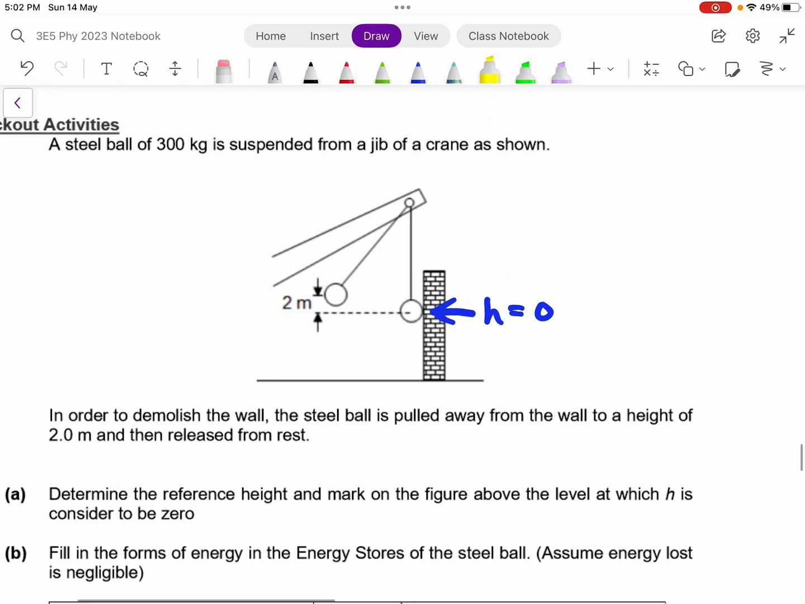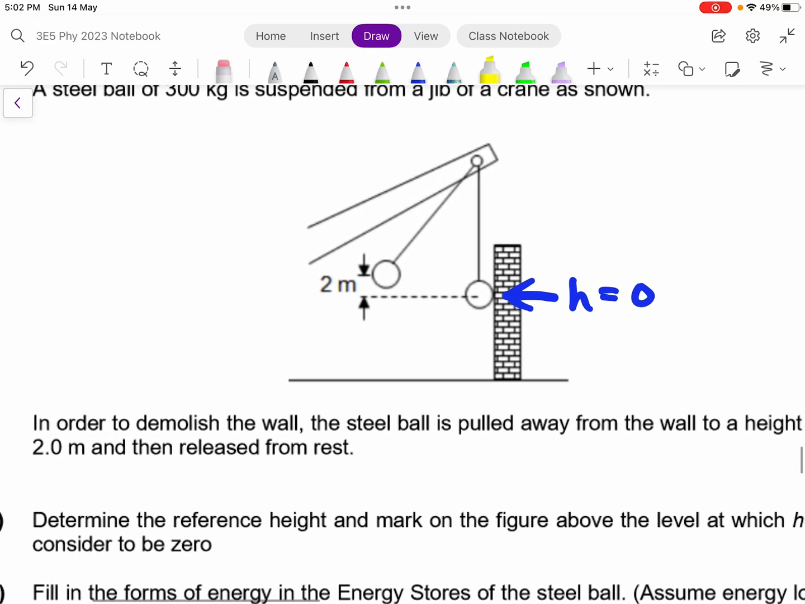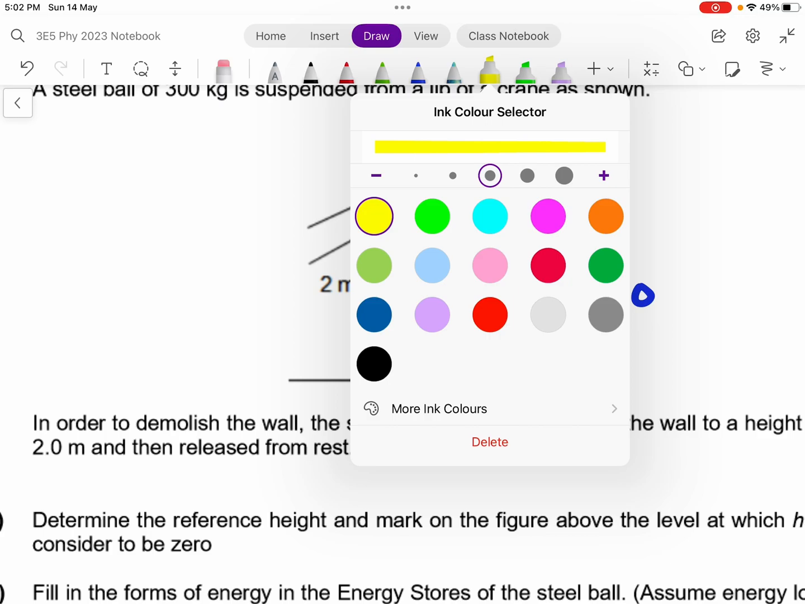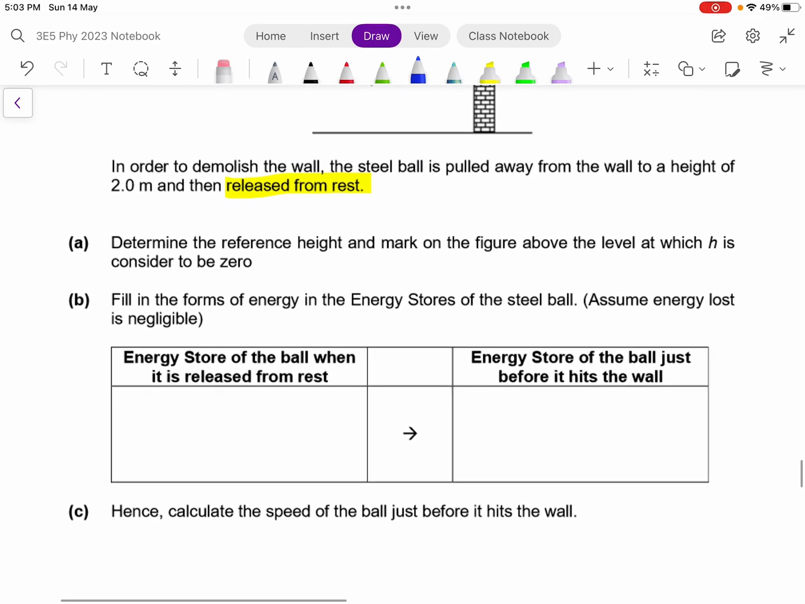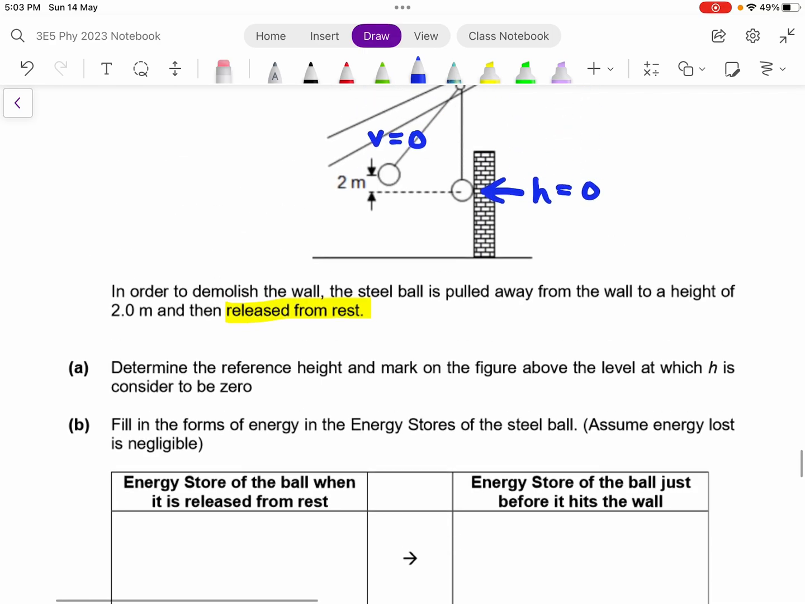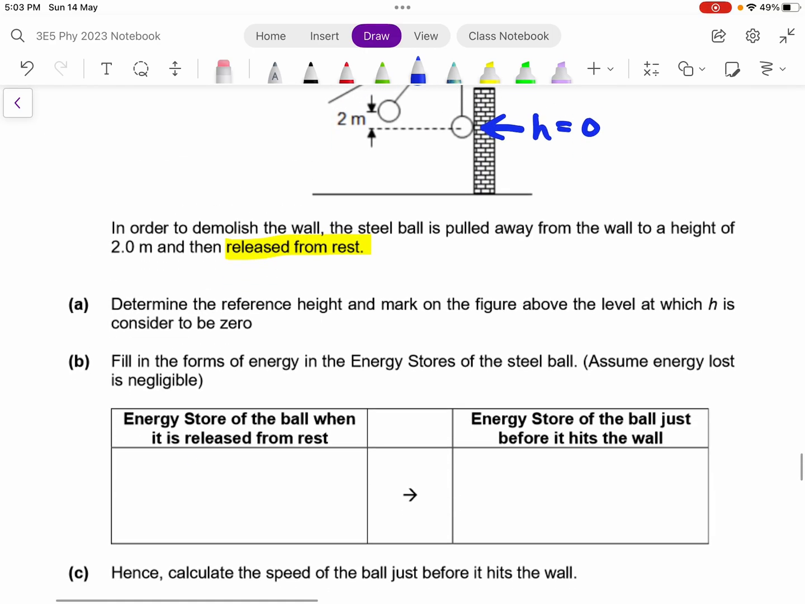So for example, when you are looking at this question, did you realize that in the context, we have actually stated that it is released from rest? Because of that, at the initial state, your velocity is actually equal to 0. So if you try to form your energy store at the beginning, which is when the ball is being lifted up, you will only have GPE, and your kinetic energy is equal to 0.